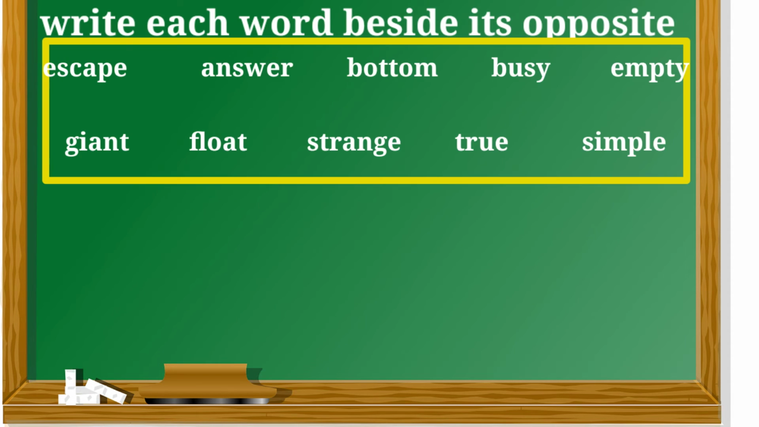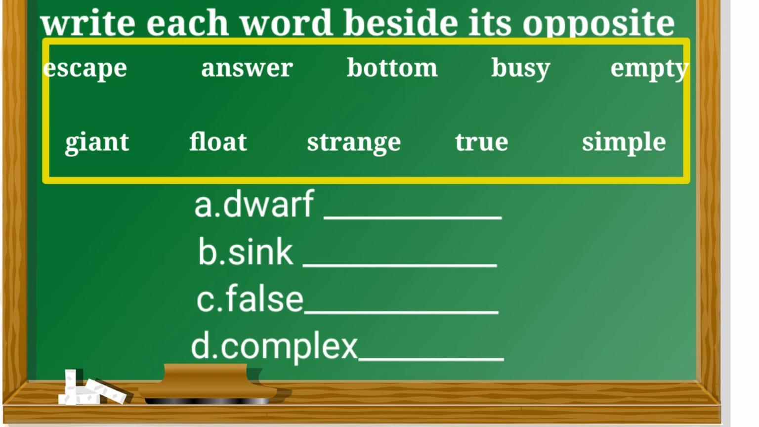Activity number 2. Opposites. Write each word beside its opposite. Let's look into the word box. Escape. E-S-C-A-P-E. Answer. A-N-S-W-E-R. Bottom. B-O-T-T-O-M. Busy. B-U-S-Y. Empty. E-M-P-T-Y.